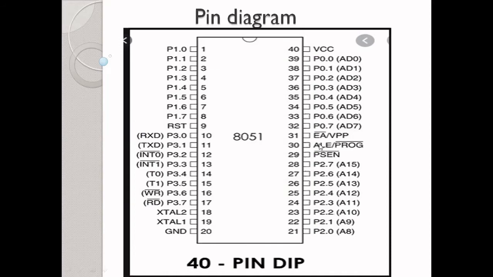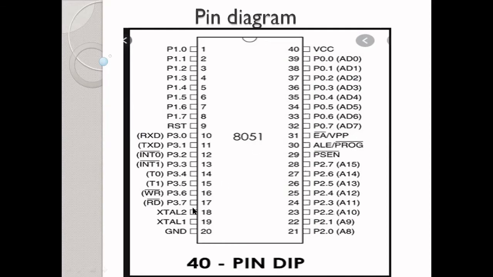Next one is what is the use of ALE? ALE means address latch enable. If the pin is high, this will act as address lines. When it is low, it will act as data lines. Only 8 lines are there, and these 8 lines act as address lines and data lines. When will they act as address lines? When ALE is high, the particular pin will act as address lines. When ALE is low, it will act as data lines.